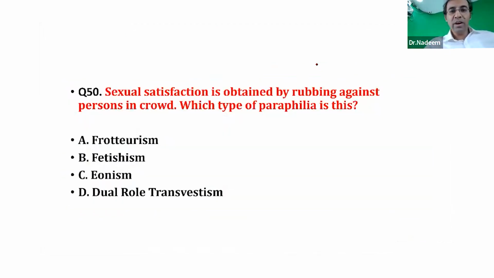Sexual satisfaction is obtained by rubbing against a person in a crowd. Please understand that in psychiatry or forensic medicine, all the paraphilias like sadism, masochism, lust murder, frotteurism, fetishism, eonism and others, I have taught you, and these are extremely important. You can anticipate one question every time. Rubbing against a person for sexual pleasure is frotteurism. Fetishism is using inanimate objects for sexual gratification. Eonism is also called transvestism.